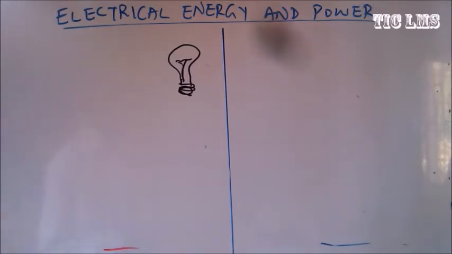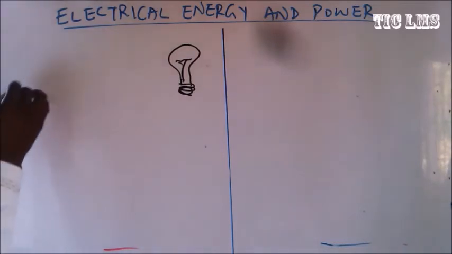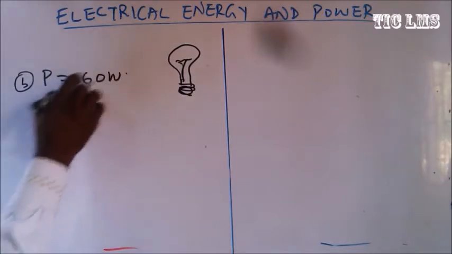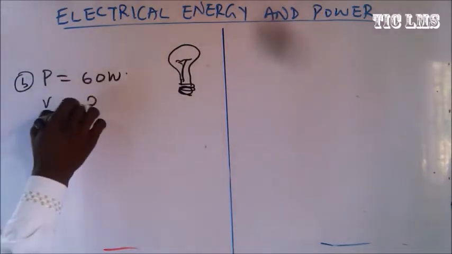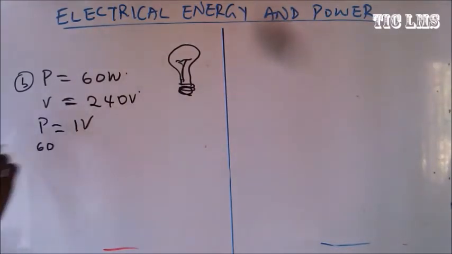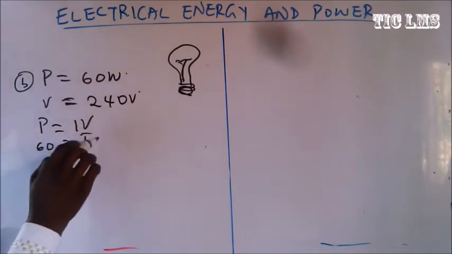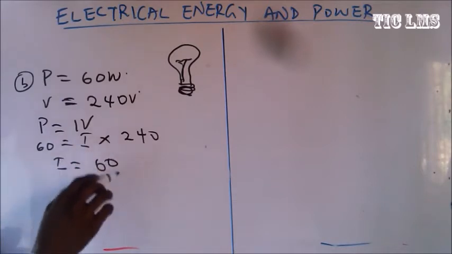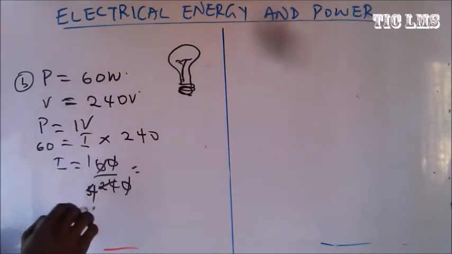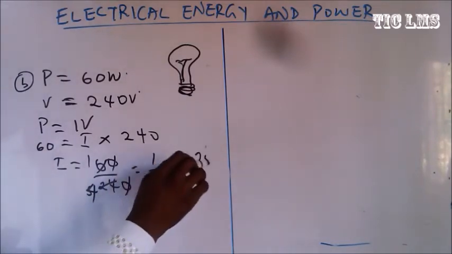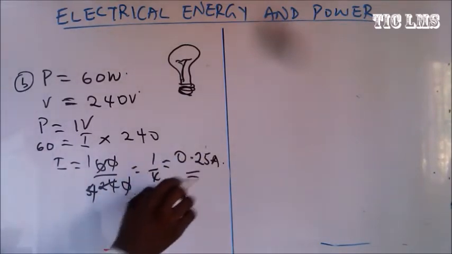B says we should calculate the current. So let's state our parameters. We have that the power is 60 watts in the question, and we have a voltage of 240 volts. So we have that P equal to IV. P is 60, I is what we are looking for, multiplied by the voltage, that is 240. So I equal to 60 divided by 240. Alright, so we have 1 over 4, and that gives 0.25 ampere. So that is the answer for B.